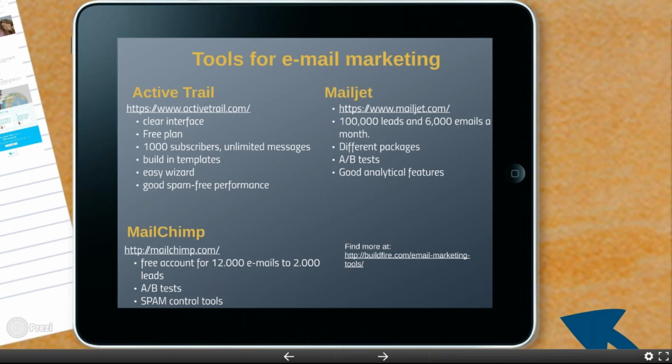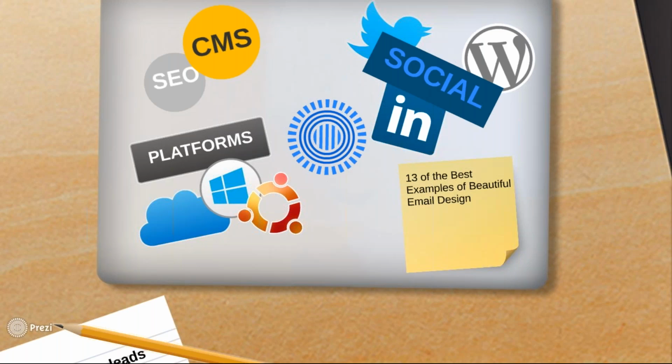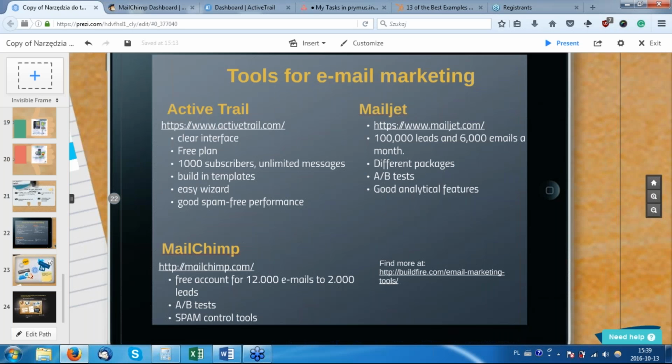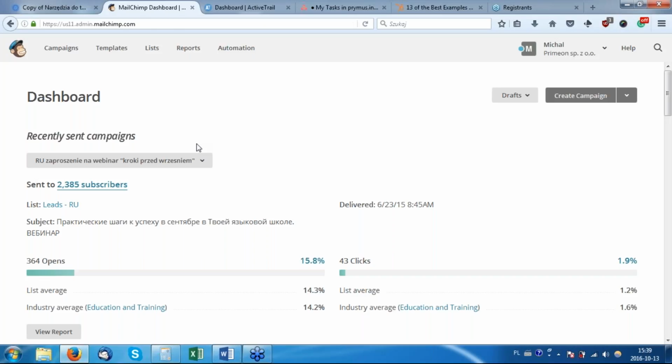And I would like to show you those interfaces for a second. So let's go for a second to MailChimp. Some of you probably know MailChimp. This is a very easy and very clear structure here. What I like about MailChimp the most are the A/B campaigns. And what's an A/B campaign? I will show you in a second.